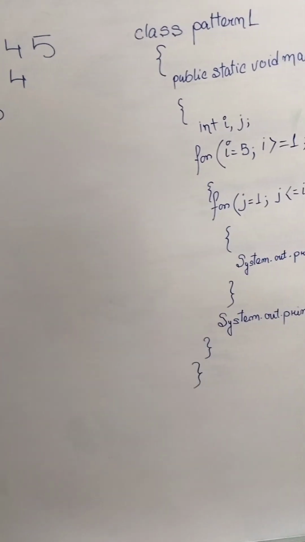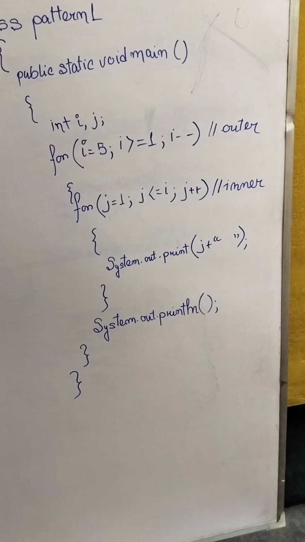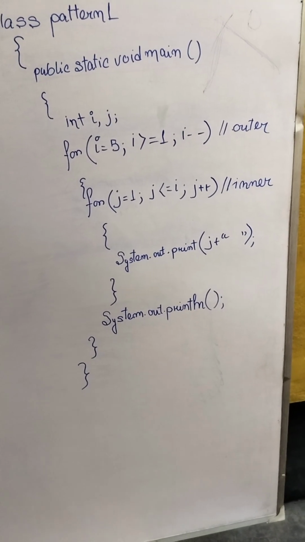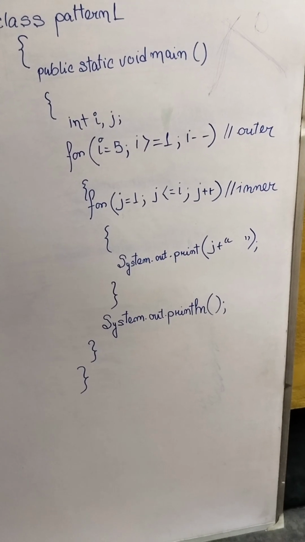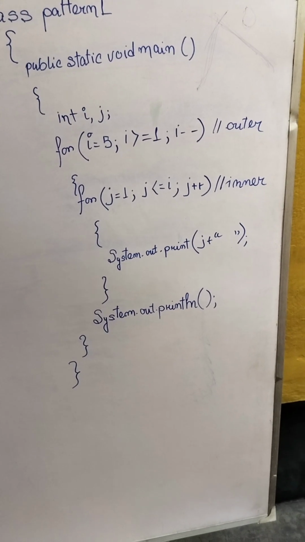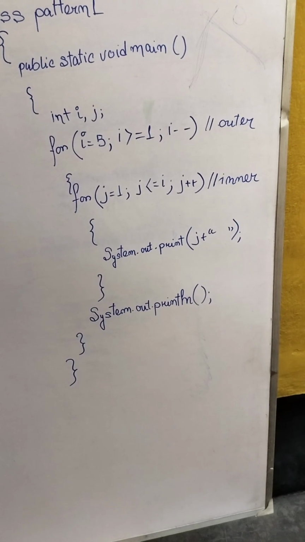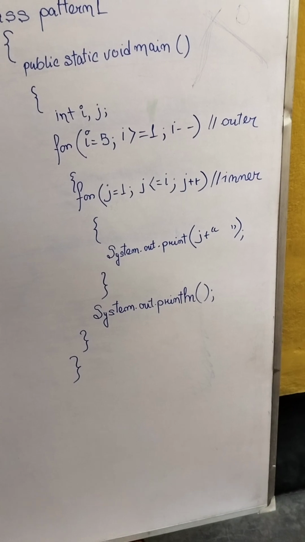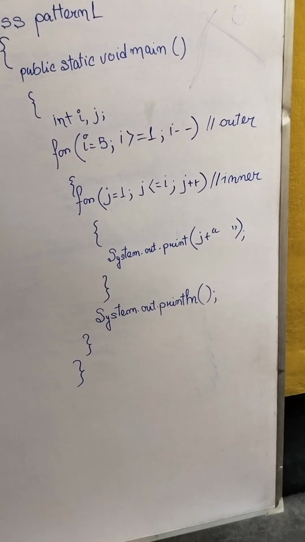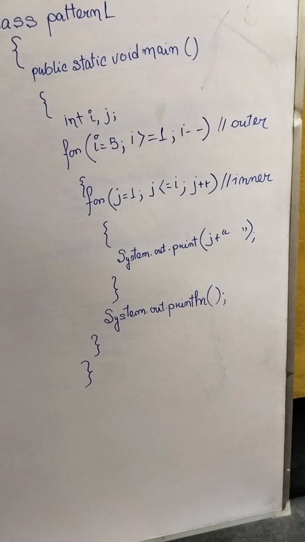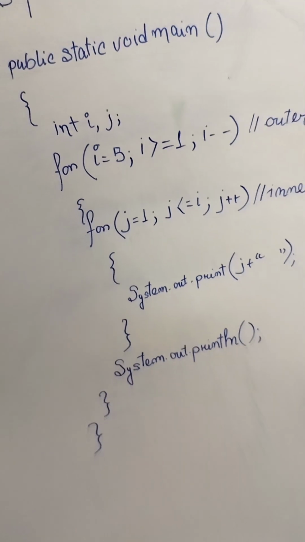Now I am going to explain to you what is going on in the outer loop and inner loop. Okay, first see the first loop, that is the outer loop. i starts from 5, that is, the loop variable starts from 5, and the loop continues as long as i is greater than or equal to 1. After each iteration, the value of i is decremented, and I have written that i minus minus here.